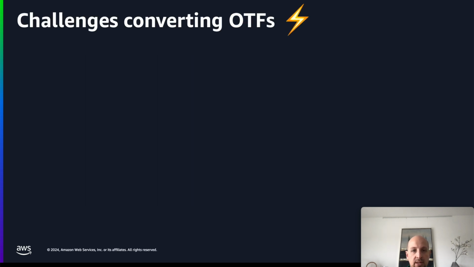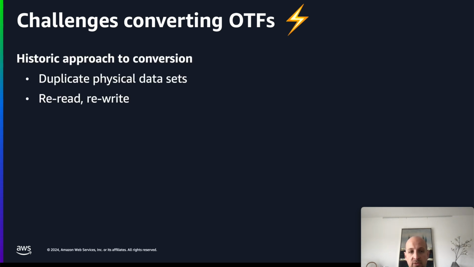However, historically, when you do it in a naive way, there are challenges converting between OTFs. First of all, if you just write out OTFs in format A and B, like in Hoodie and Iceberg, you would just be duplicating datasets. Or, if you want to convert, you might be required to reread an entire dataset, which could be gigabytes, terabytes, depending on how large your data real estate is, and then rewrite it out.